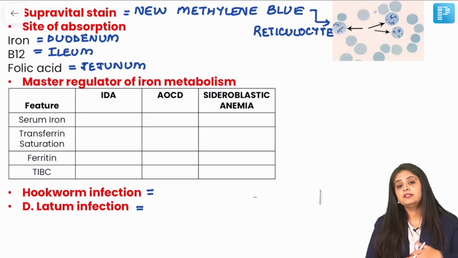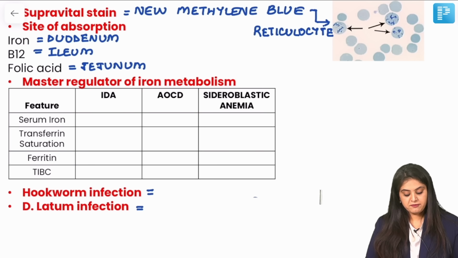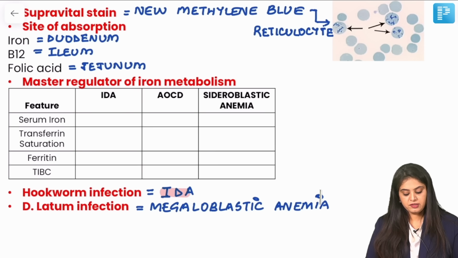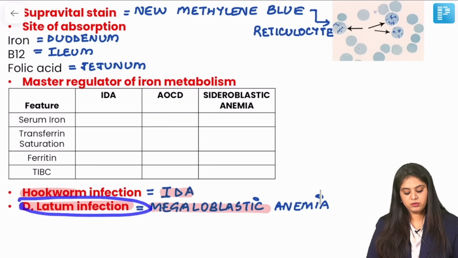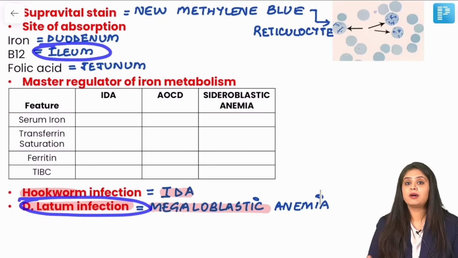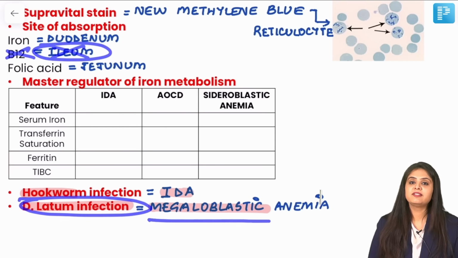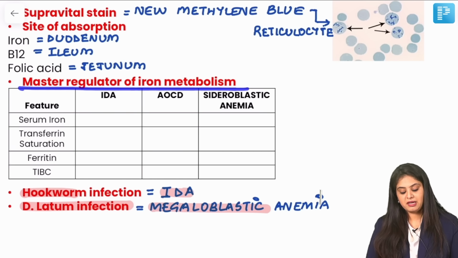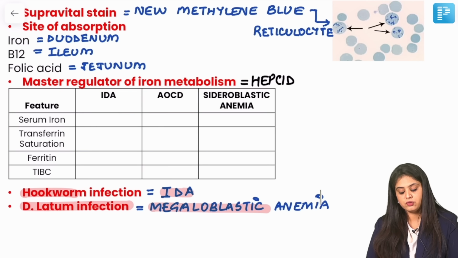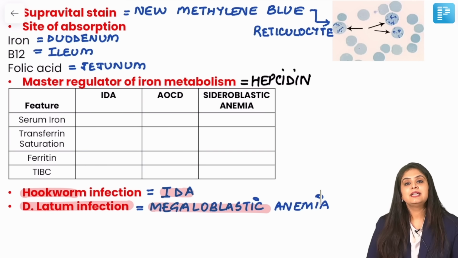If I correlate this with microbiology, which infection can result in iron deficiency anemia? It is hookworm. And which infection results in B12 or megaloblastic anemia? That is Diphyllobothrium latum, because correlate, Diphyllobothrium latum goes and attaches to ileum. Because it attaches to ileum, it doesn't allow the absorption of B12, thereby causing megaloblastic anemia. Let's go back. If I ask you who is the master regulator of iron metabolism, the hijacker, the mastermind controlling full iron metabolism, it is hepcidin.